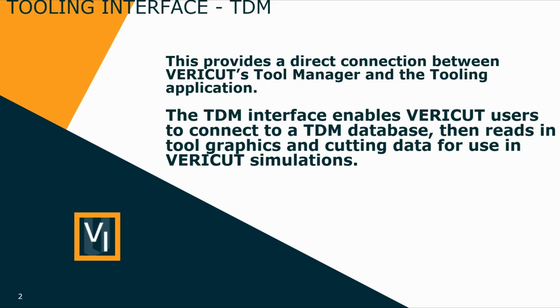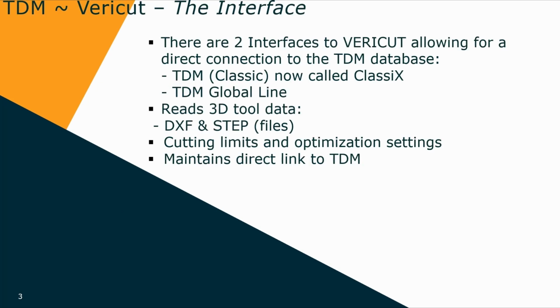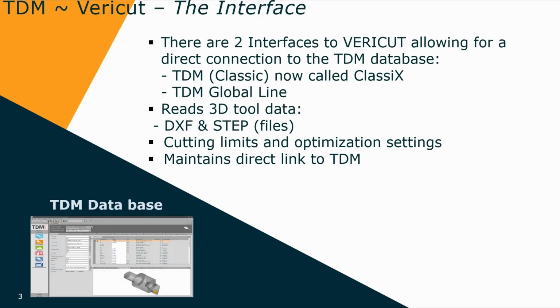The TDM interface enables Vericut users to connect directly to your database in TDM. Then it reads in tool graphics, cutting data, speeds and feeds, etc. for your simulations. So there are two different interfaces in Vericut: the TDM Classic, now called ClassiX, and Global Line. I'll be demonstrating Global Line. It reads 3D tool data, DXF and STEP files, as I mentioned, cutting limits and optimization settings. This maintains a direct link to TDM.